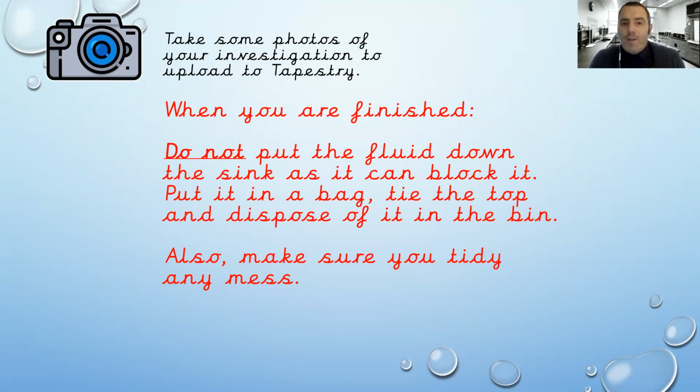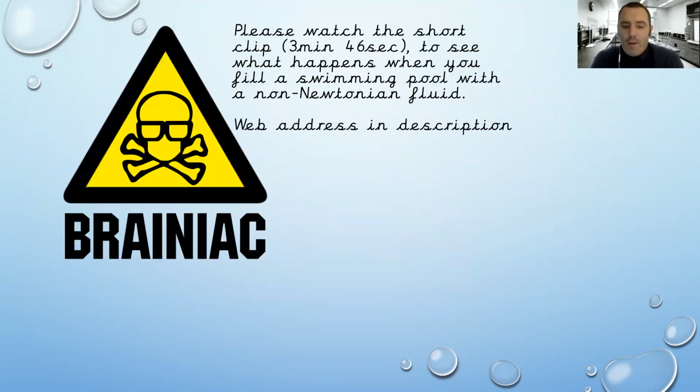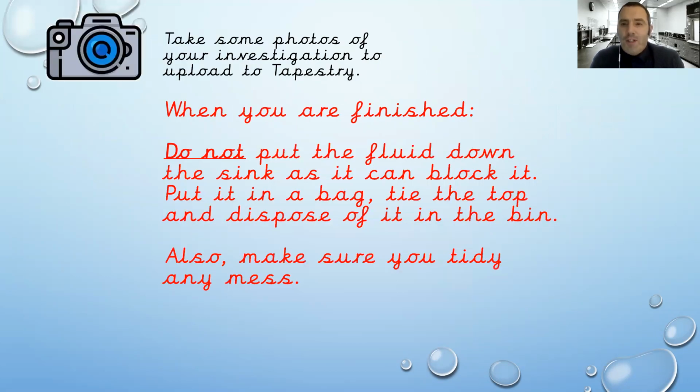When you're finished, don't put this down the sink. It will block your sink. Put it in the bag. So the bag we had at the beginning, put it in there, tie it off at the top and put it in the bin. And also, if you have made a mess, make sure you tidy it up. Don't run off and go and do something else and leave your parents to clean up behind you. You made the mess, your responsibility to clean it up. And parents, if they have run off, just show them that bit again and remind them that I've said they have to do the cleaning up for this.